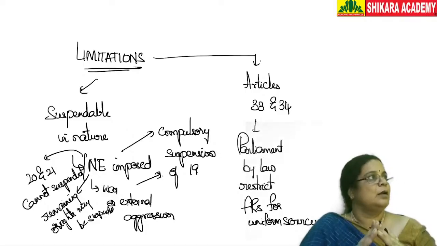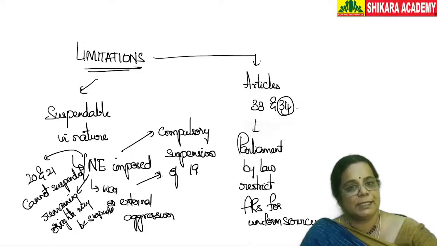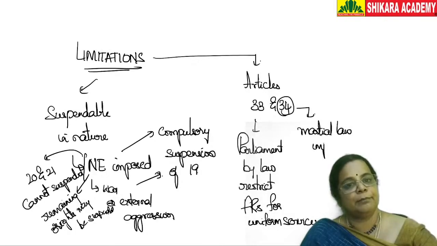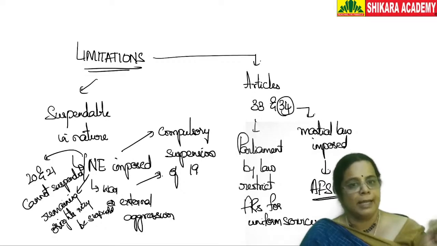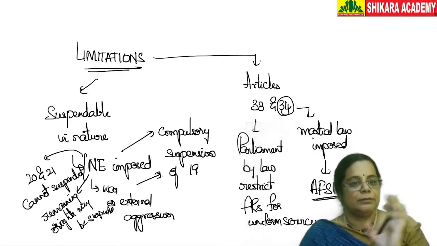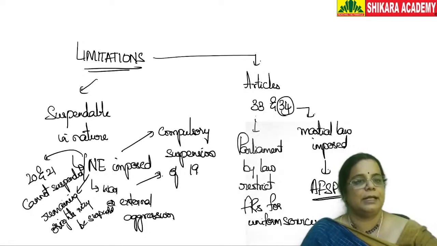First major point. The second major point that you should remember is 34 says whenever there is martial law imposed, Parliament can by law restrict the fundamental rights. And this law is called Armed Forces Special Powers Act. Very, very controversial, important. So these are restrictions on fundamental rights under Articles 33 and 34.